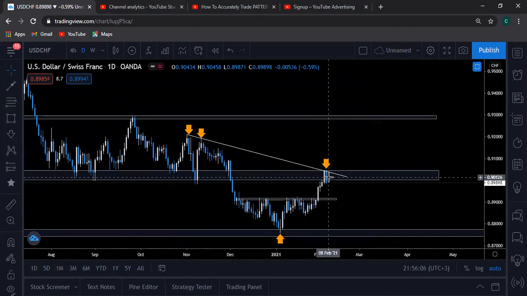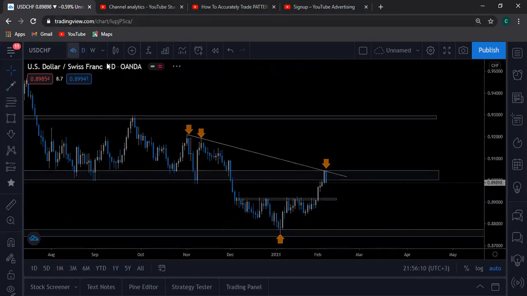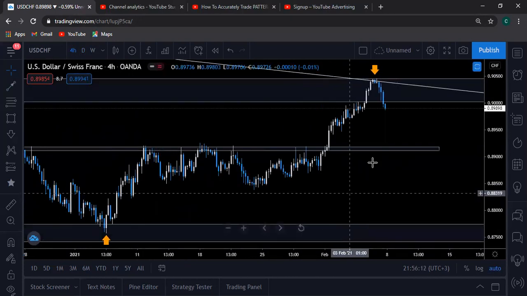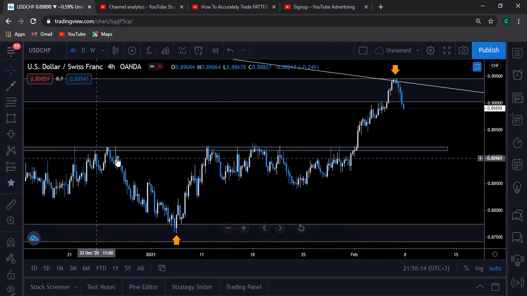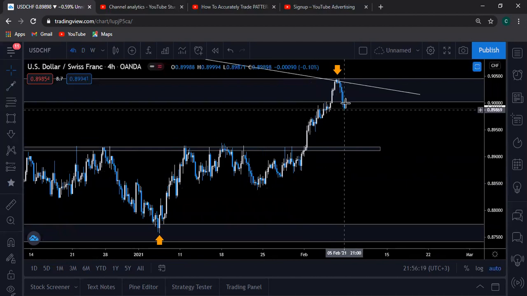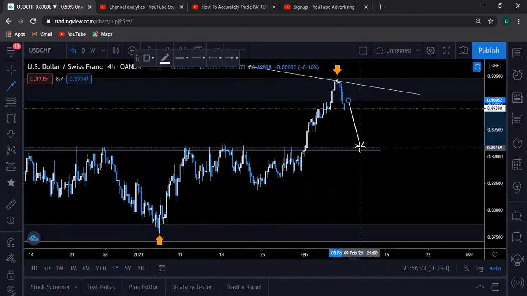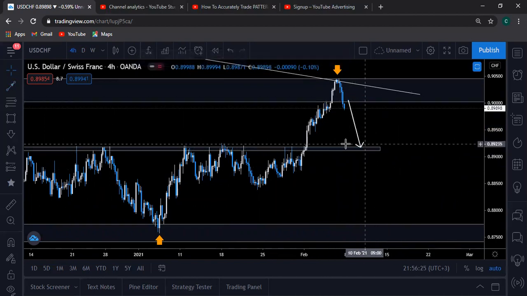So from here, I'll be expecting to see prices push all the way down here to retest this neckline. That will be my first stop right here at this support zone, or this neckline here. This is where I expect prices to push down to. As the market opens tomorrow, I'll be expecting to see prices push all the way down here before we actually see what happens here.